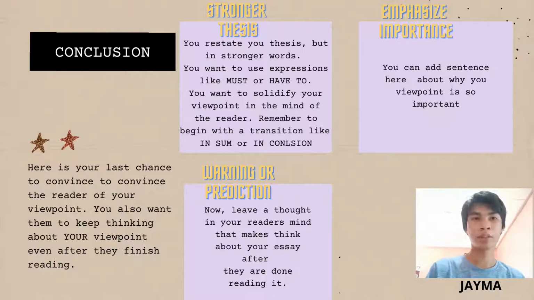And remember to begin the paragraph with a conclusion transition like in sum or in conclusion. Then you want to emphasize the importance of your viewpoint. You can just add a sentence here about why it's important. And lastly, the way you're going to keep your reader thinking about your essay is to give a warning or prediction. That type of sentence is going to make your reader think about your essay and your viewpoint.